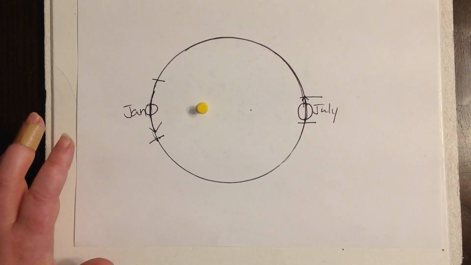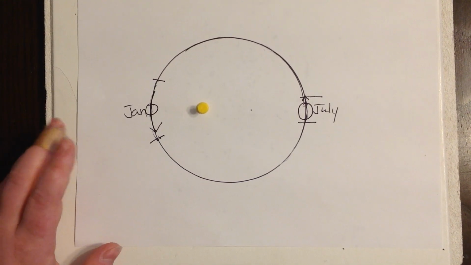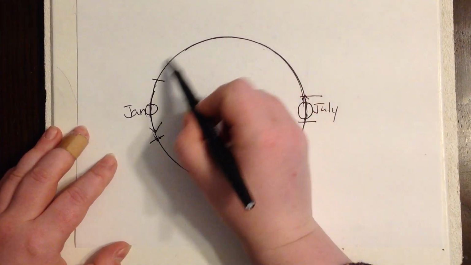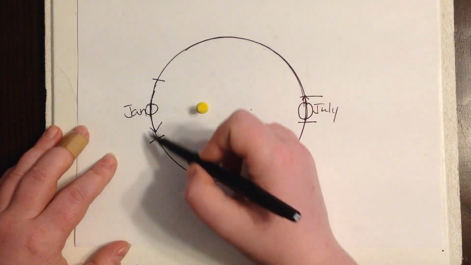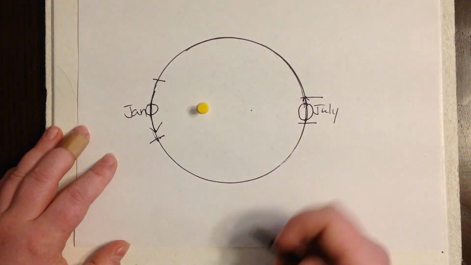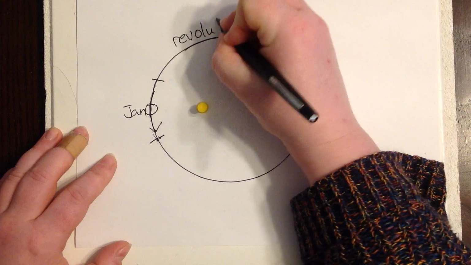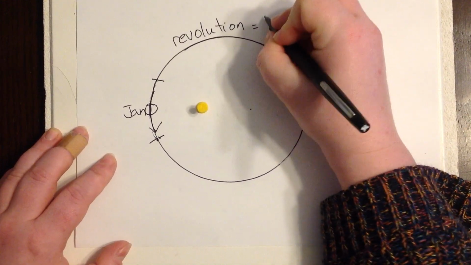Again, this is not what causes the seasons. We'll talk about that later. But we are moving at different speeds in the orbit. The time it takes for any object or for any planet to move around the sun, the time for its revolution, is 1 year.